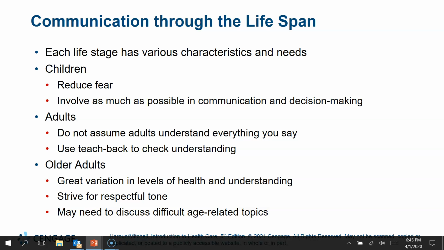So let's say you need to get a blood pressure on a child. I'm going to tell you it's one of the hardest things that you have to learn how to do, because no 3-year-old is going to let you put on a blood pressure cuff and be quiet in the middle of the doctor's office. It's really difficult.